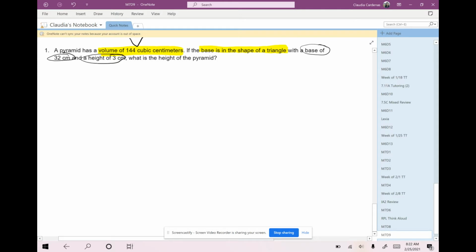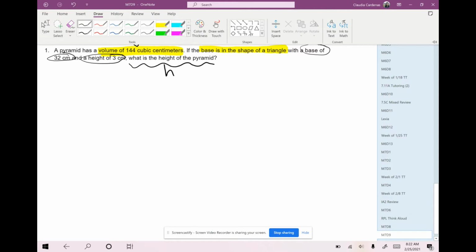So we have to read very carefully because they use the word base a lot and it can be a little tricky to determine which piece they're talking about. And then the question itself is asking about what is the height of the pyramid. So again, another H that is missing. It's probably going to be easier to draw this out so we can see exactly what is missing and what is given to us.